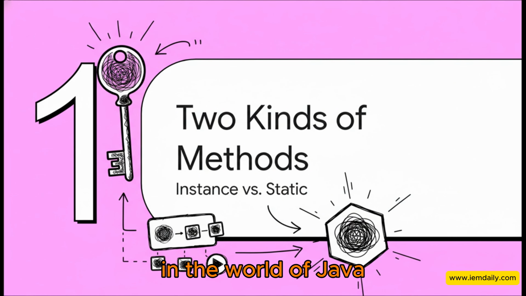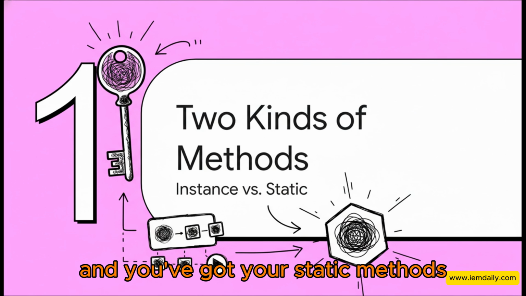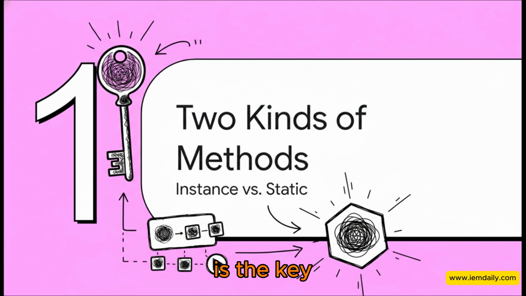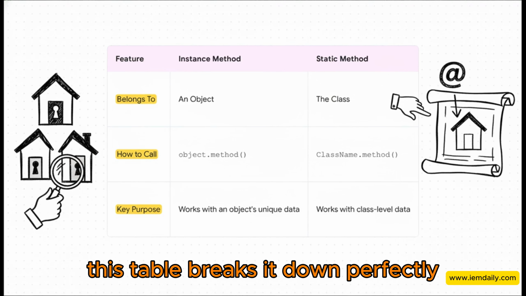Okay, so let's go back to basics for a minute. In the world of Java, methods really come in two main flavors. You've got your instance methods and you've got your static methods. And trust me, understanding the difference between these two is the key that's going to unlock this whole mystery for us. This table breaks it down perfectly.